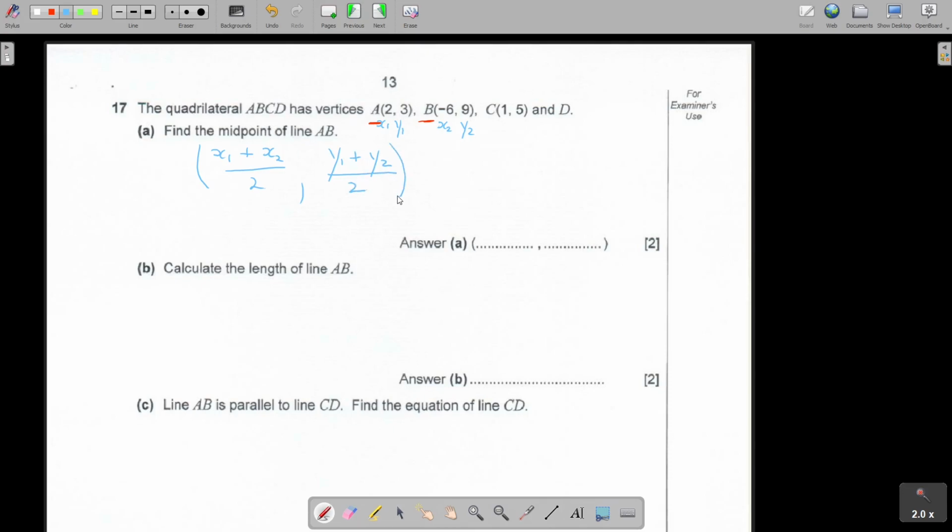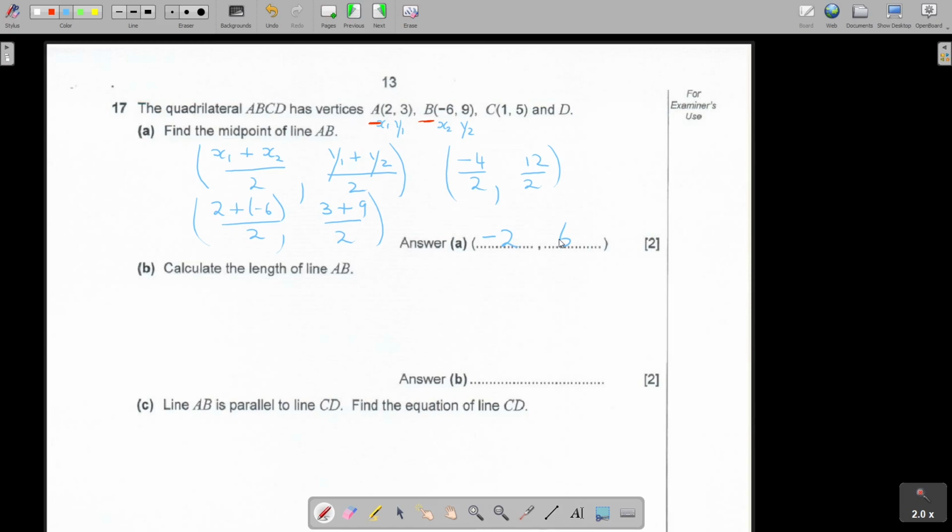And if I do that, I can just check. It's going to be 2 plus a negative 6, divided by 2. And the y values, that's going to be 3 plus 9, divided by 2. Okay. Let me write it here, I was writing a little bit big. So this is going to be negative 4 over 2, and this is going to be 12 over 2. And if I simplify, this is going to be negative 2 and 6, as easy as that.